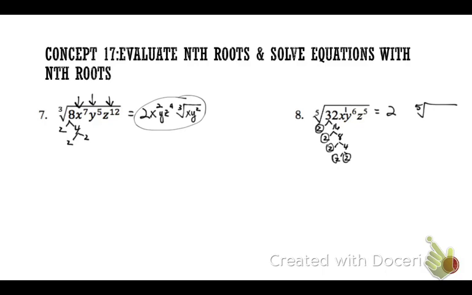Now, we look at x, that's to the first power. So how many groups of 5 x's are there in x to the first? Well, none, so that has to stay. How many groups of 5 y's are there in y to the sixth? Well, there's one group of 5 with one left. And then how many groups of 5 z's are there in z to the fifth? Well, just one group.